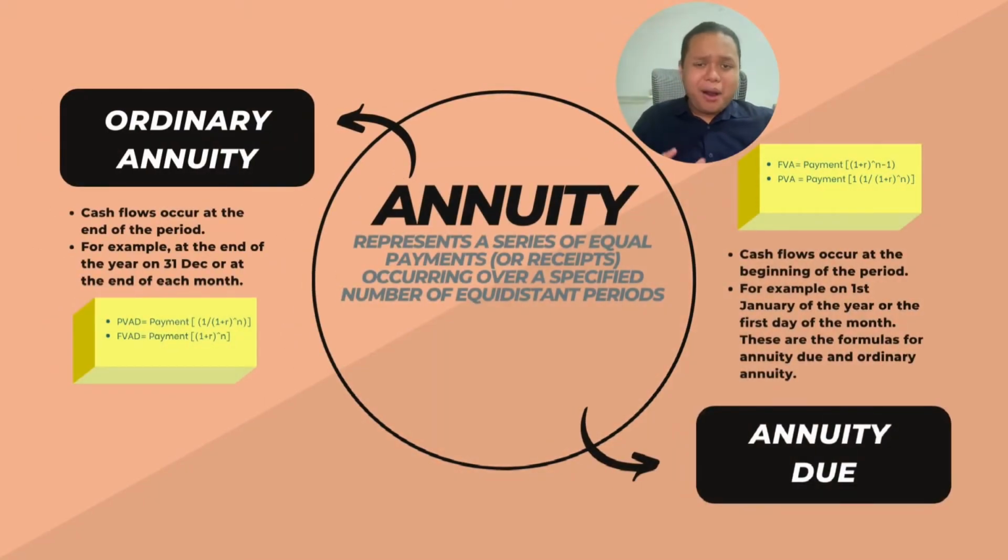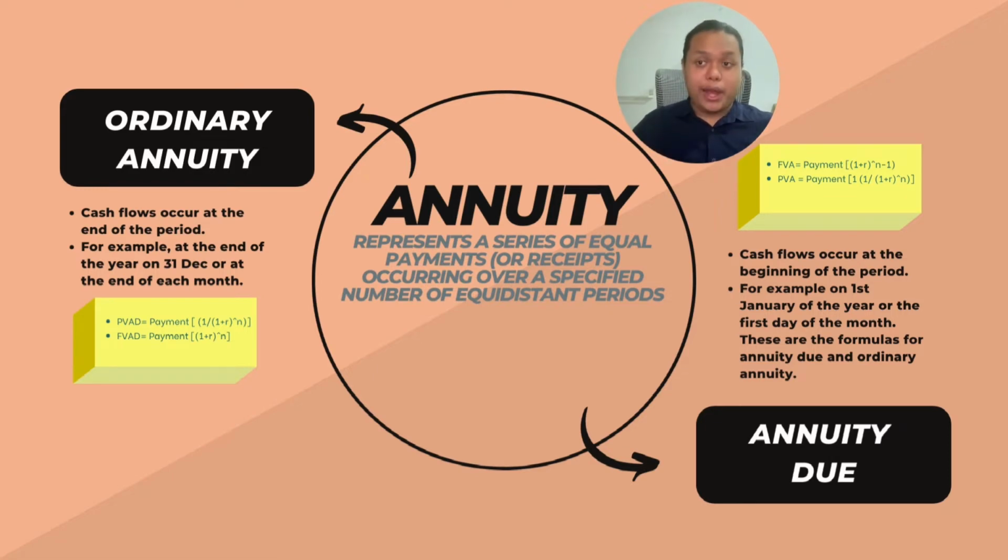Moving on to the next point, annuity. What is annuity? An annuity represents a series of equal payments or receipts occurring over a specified number of equidistant periods. The annuity cash flows are quite common in financial transactions such as payments for mortgage, hire purchase, leasing, insurance, and loans. There are two types of annuity, which are ordinary annuity and annuity due.